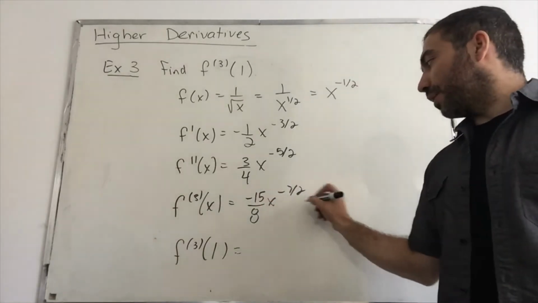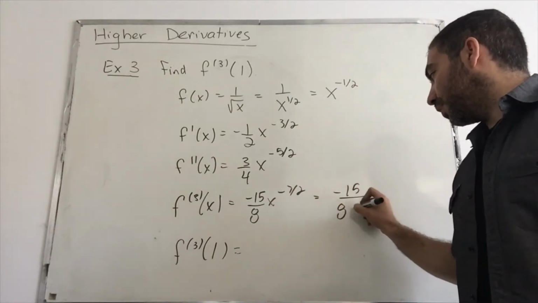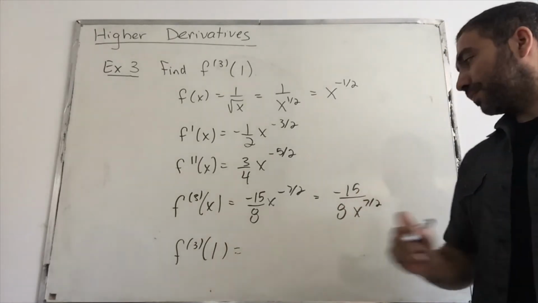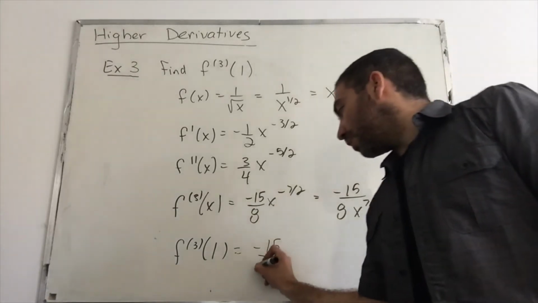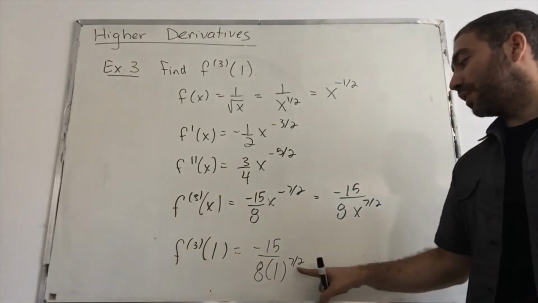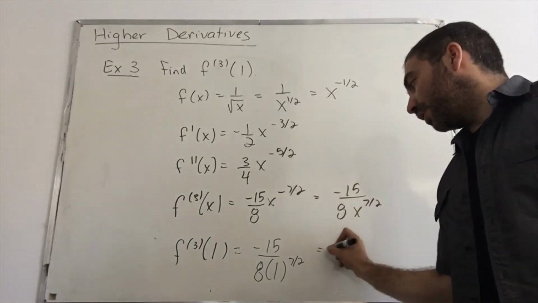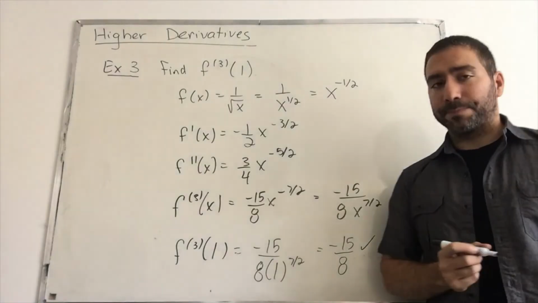So we could rewrite this as negative 15 over 8 x to the 7 over 2. And at this stage here, we're just going to substitute the x with 1. 1 to the 7 over 2 is just 1, leaving us with negative 5 over 8. And this is the final answer.